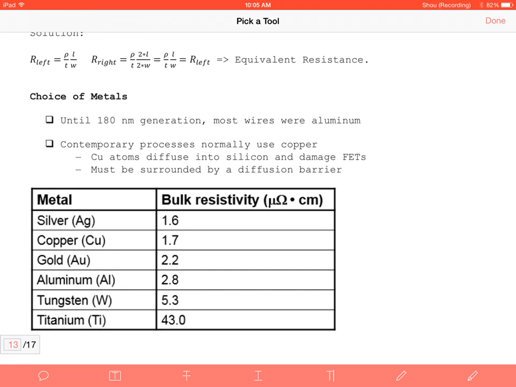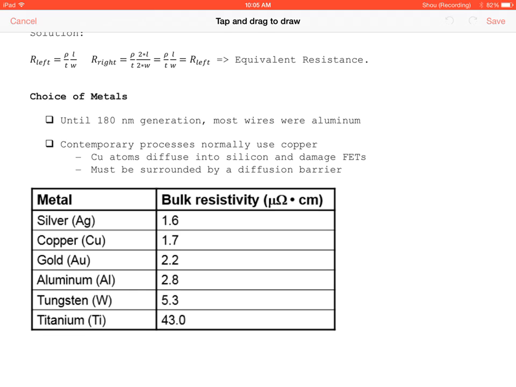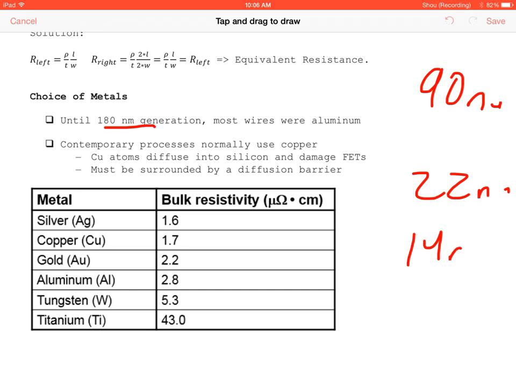I wanted to include this table because this is something that will be helpful in future problems. Until the 180 nanometer generation, so now we're up to 90 nanometers, and Intel is now running 22 nanometer, and they're doing research in 14 nanometer, right? So until 180 nanometers, most wires were aluminum. But then, as we started getting to this point, we had to start worrying about resistivity and power consumption as the wires mattered more in the power. We had to worry more about specific resistivity.